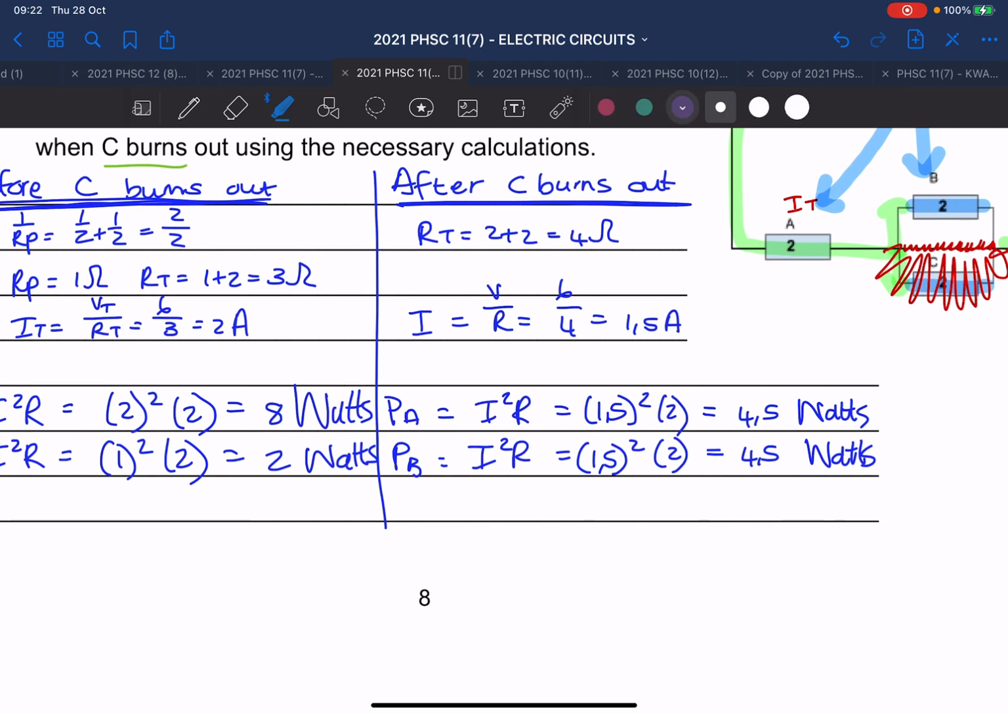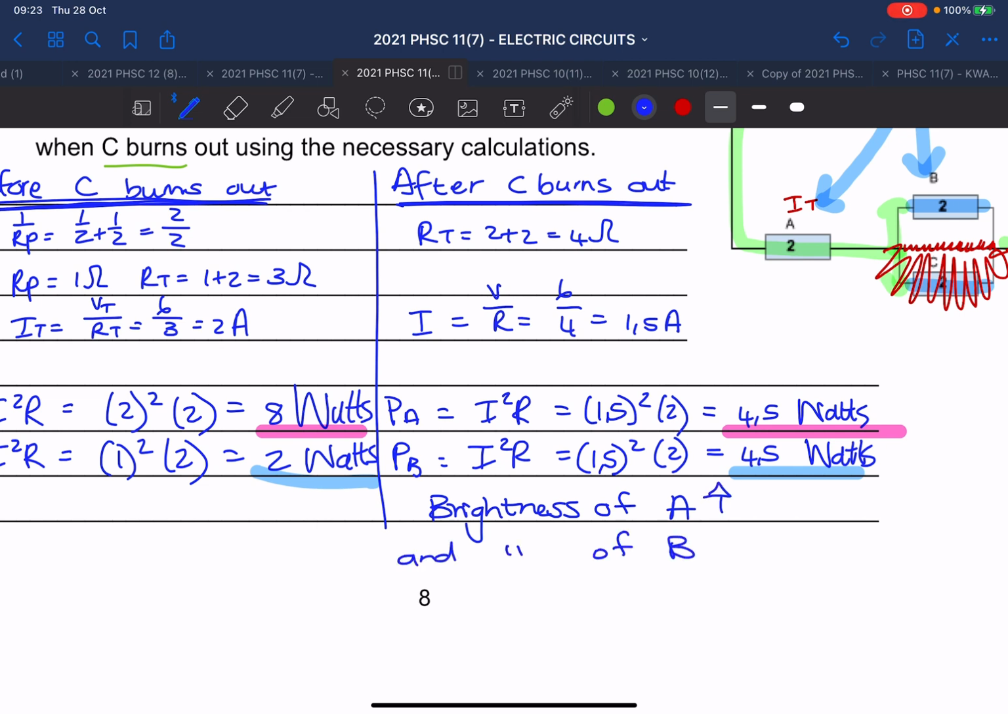Okay. So A was, first it was 8 and now it's 4.5. What happened to the brightness of A? It was 8 and now it's 4.5. What happened to the brightness? Yes, it decreased. And what happened to the brightness of B? It increased. So you're going to say the brightness of A decreased, sorry, and B increased.